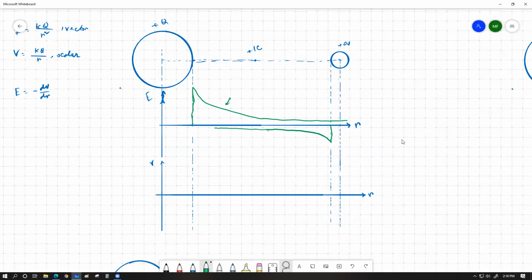So this is kq by r squared, and this one is kq by r squared, but minus because it's working in the opposite direction, considering towards right as positive. And then the combined field can be obtained by joining their values.